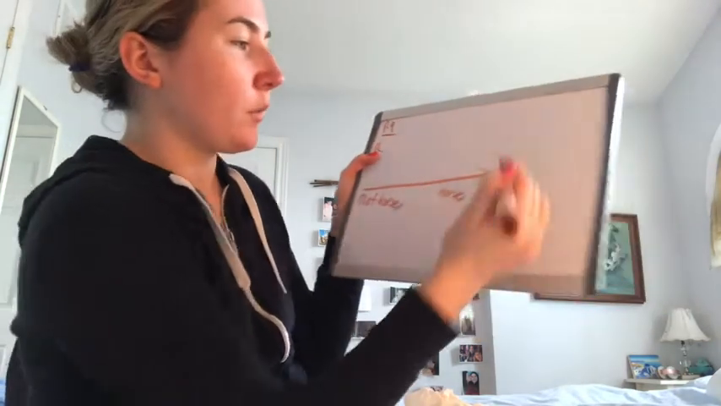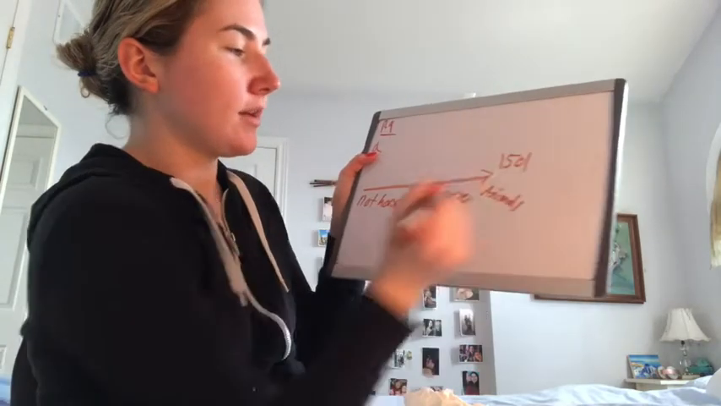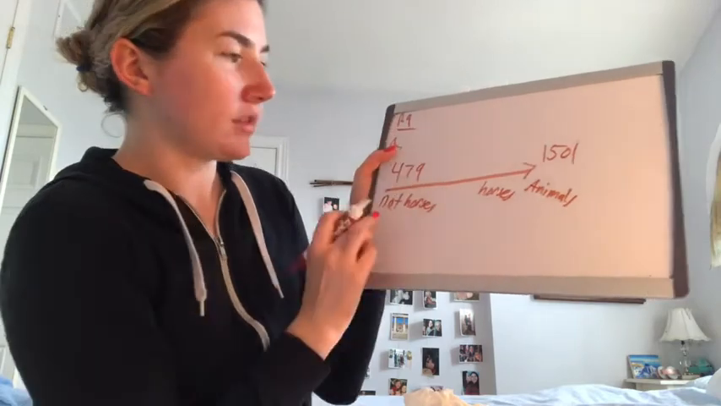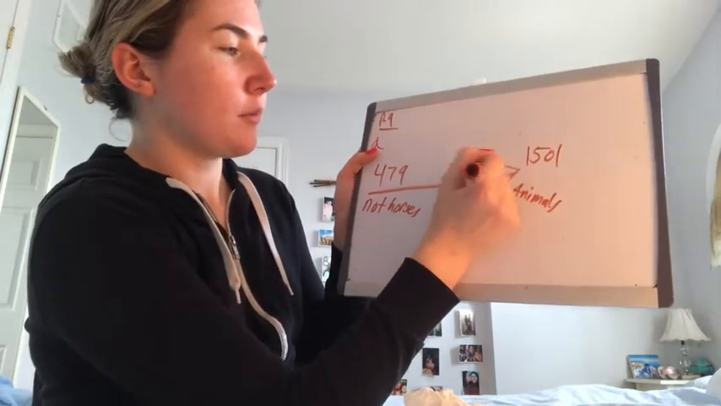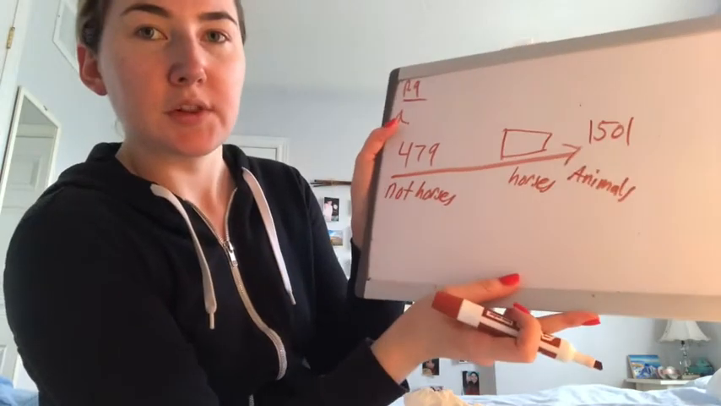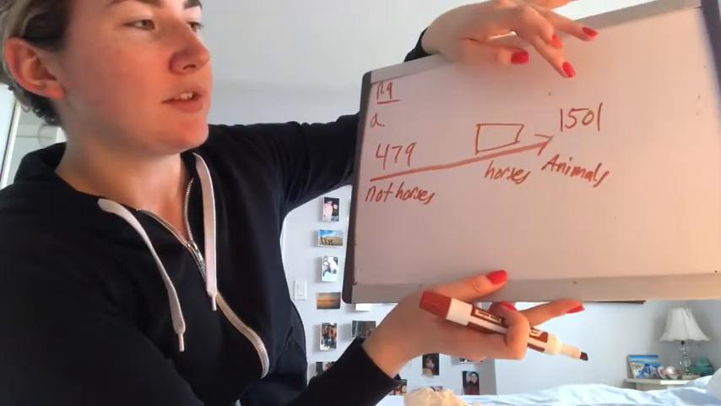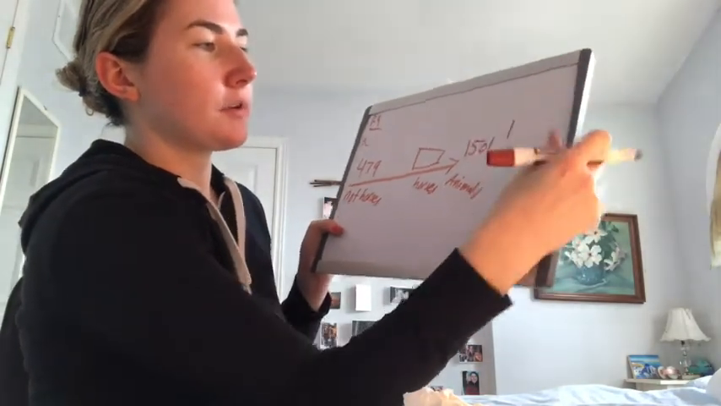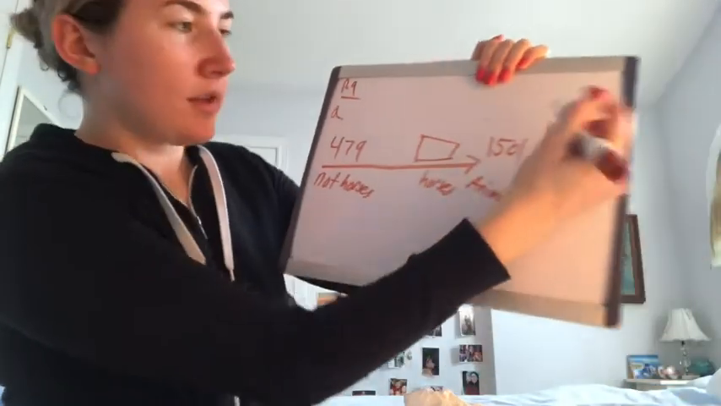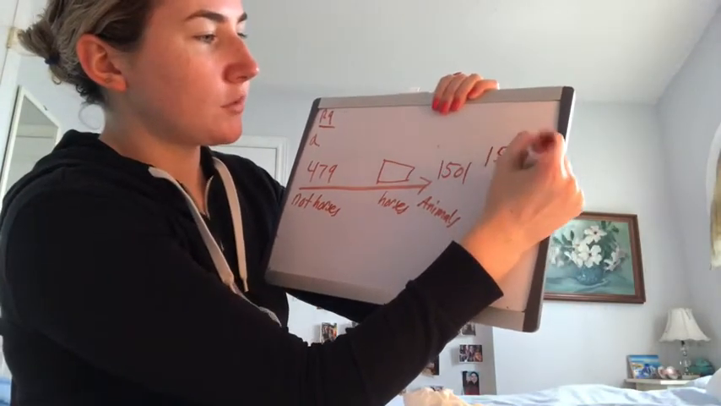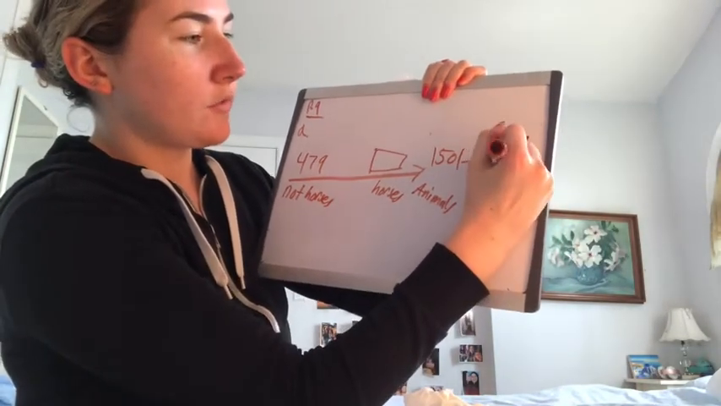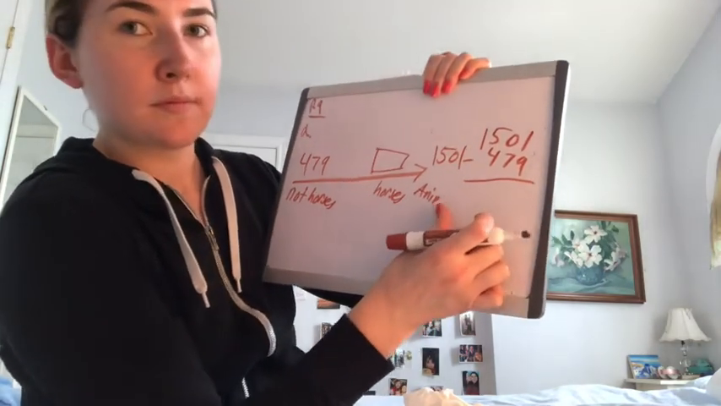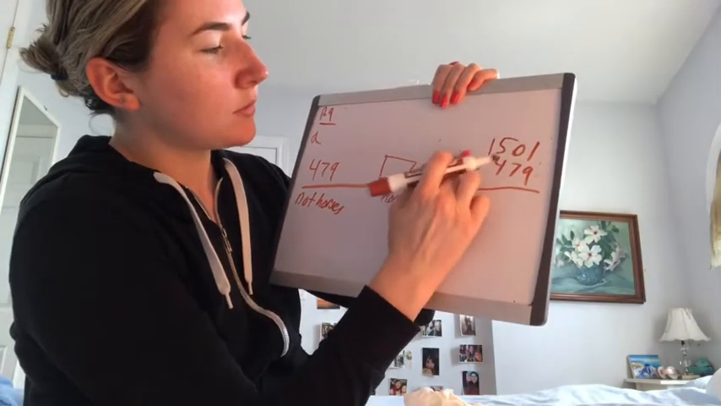So we know that there were 1,501 animals. 479 were not horses. And now we're looking to see how many horses there were. So since we're looking for a small number, we need to subtract our other small number from our big number. So sorry, I'll write it here. We have 1,501 minus 479. So I'll just put this a little higher.